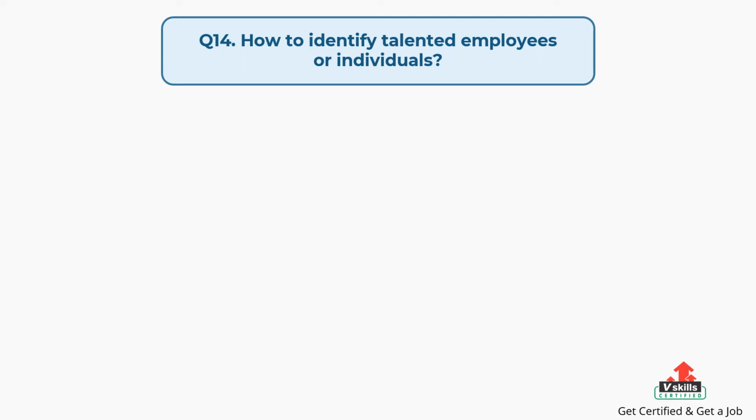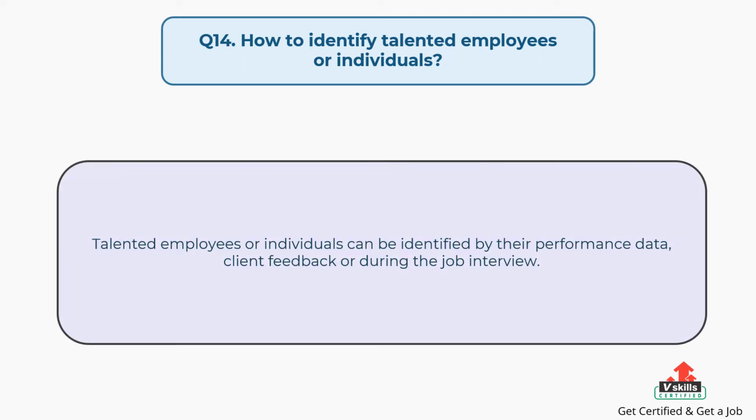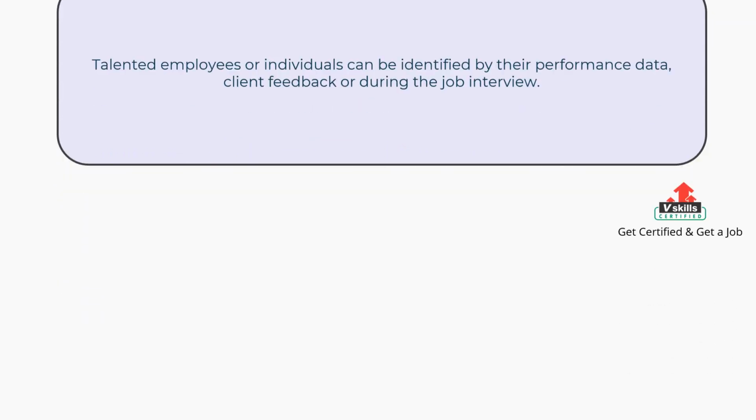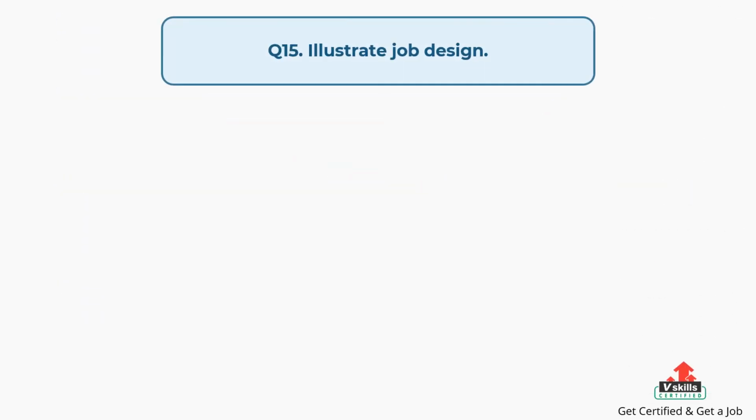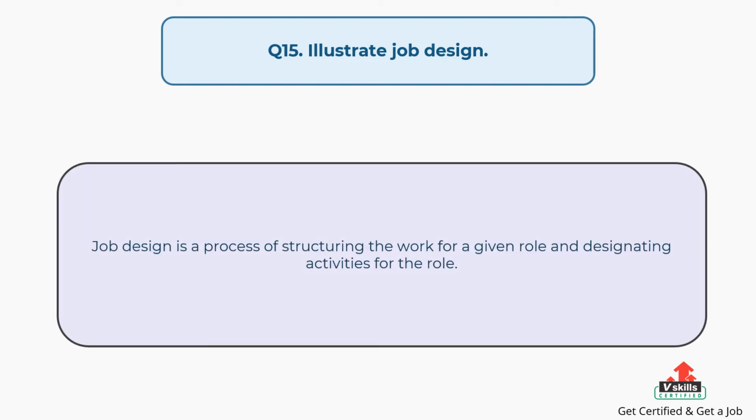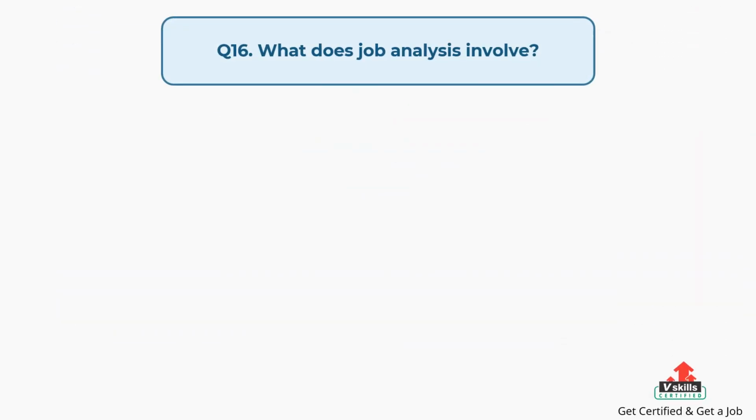Question number 14. How to identify talented employees or individuals? The answer is, talented employees or individuals can be identified by their performance data, client feedback, or during the job interview. Question number 15. Illustrate job design. The answer is, job design is a process of structuring the work for a given role and designating activities for the role.